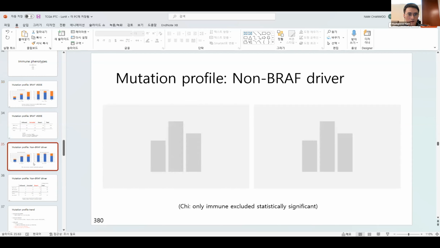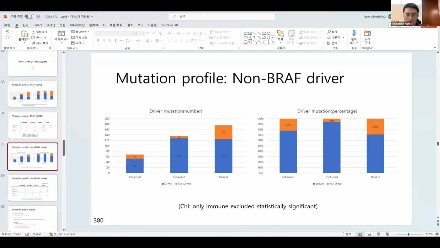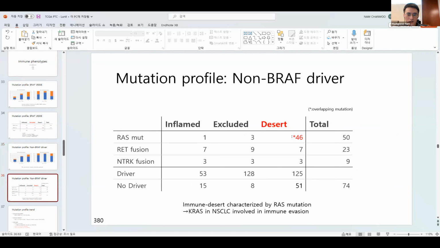Okay. And in regards to non-BRAF drivers, excluded, of course, due to prevalent BRAF, only had 6% without any driver. Inflamed and desert had 29 and 22%. And for the specifics, RAS mutation, desert was characterized by RAS actually. If you see, the total RAS is like 50 in the whole sample, and 46 of them were in desert. So I thought we can characterize desert samples as RAS mutated and some non-driver samples, which makes sense. Yeah, it makes sense.